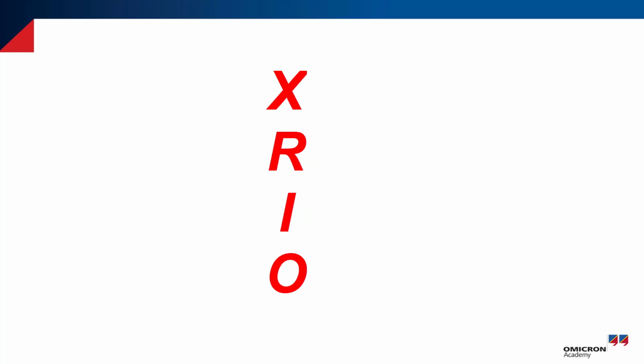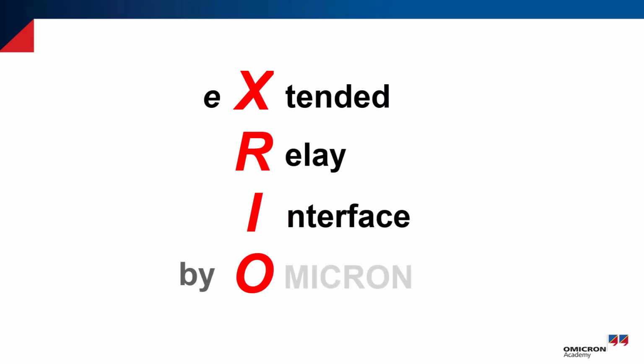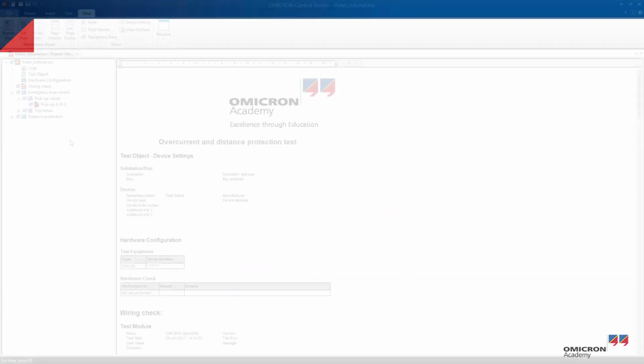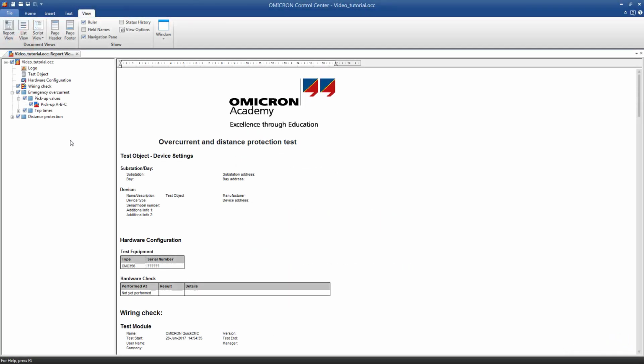In this video tutorial, you will learn how to automate your test using the XRIO technology. XRIO stands for Extended Relay Interface by Omicron. This feature allows you to configure your own parameters in the test object and to link to these parameters from within the test modules. This way, you can automate your test so that it automatically adapts to the given relay settings. In this tutorial, we want to automate testing of the backup overcurrent pickup value.